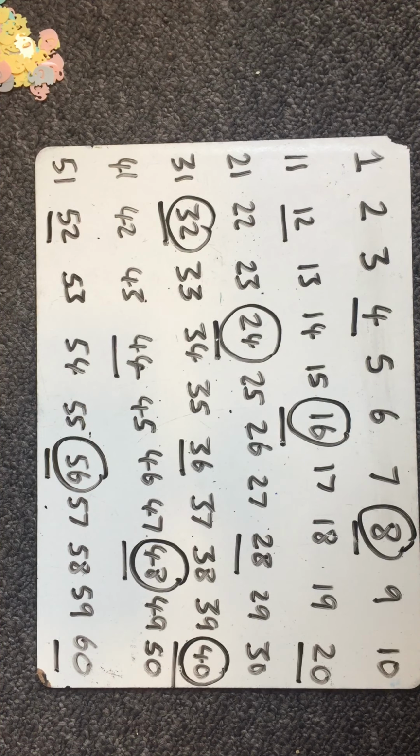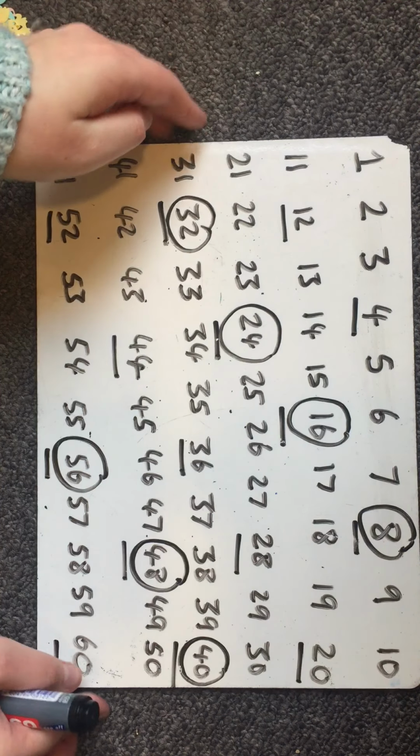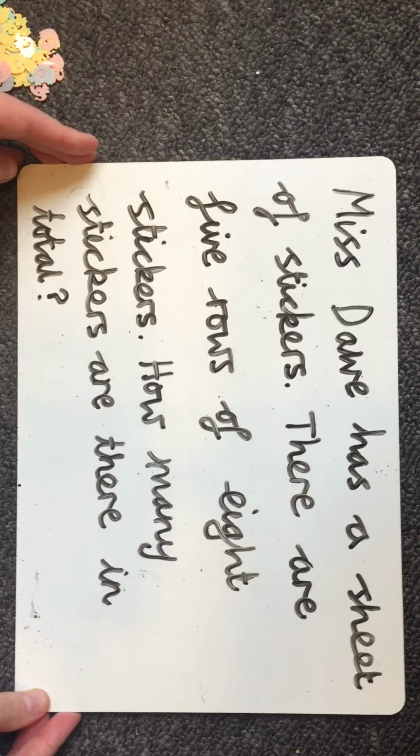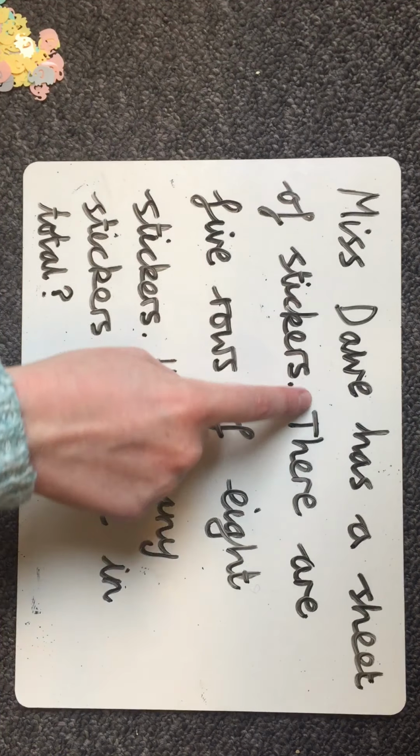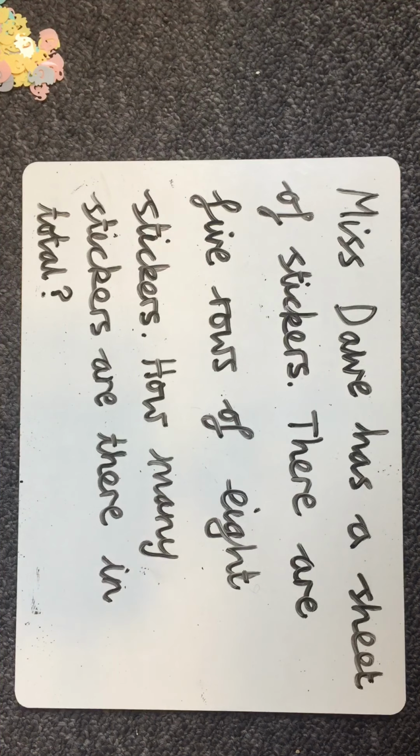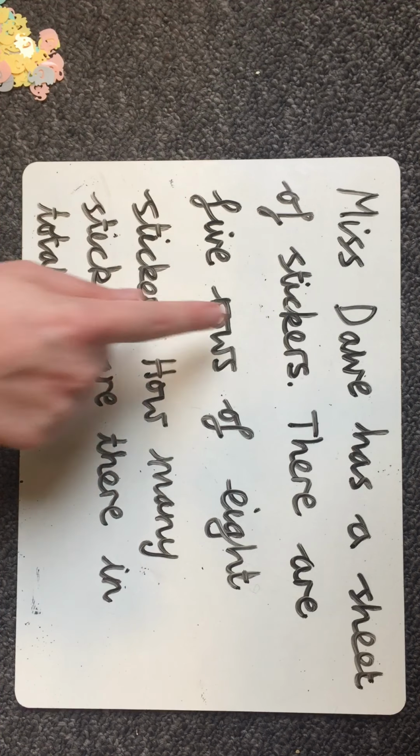Did you get it? If you'd like to play this part of the video again to practice counting in eights, please do that. We're now, though, going to move on to our word problem of the day. It says, Miss Dawe has a sheet of stickers. I like giving out lots of stickers. I have lots of sheets with stickers on.